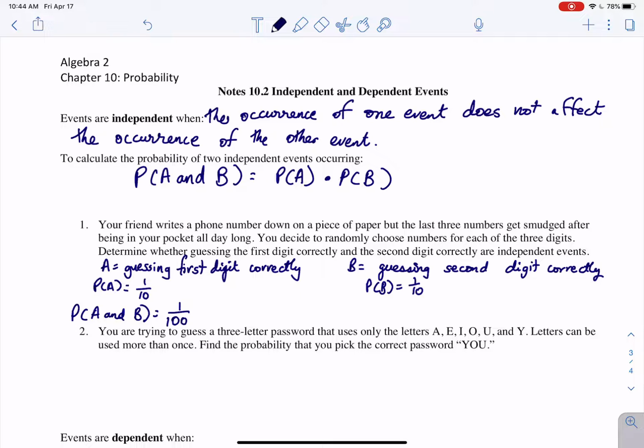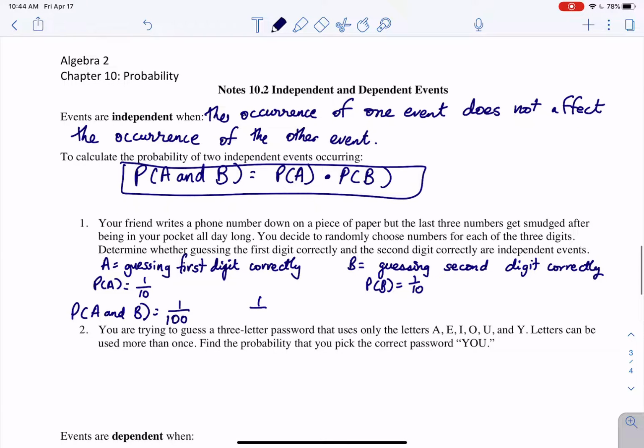So now we can check, based on this formula, if they're independent, this formula has to work out. So we know that A and B happening is 1 out of 100. Is that 1/10 times 1/10? Well, 1/10 times 1/10 is 1 out of 100. So because that works out, A and B are independent events.